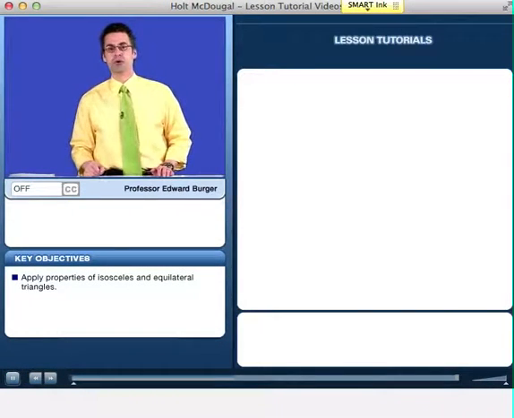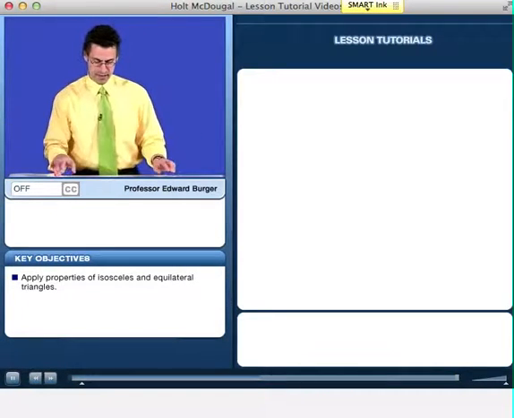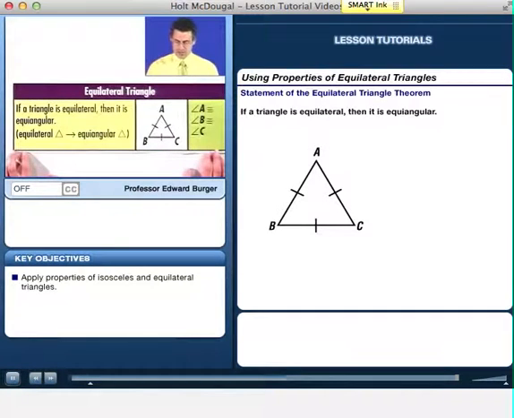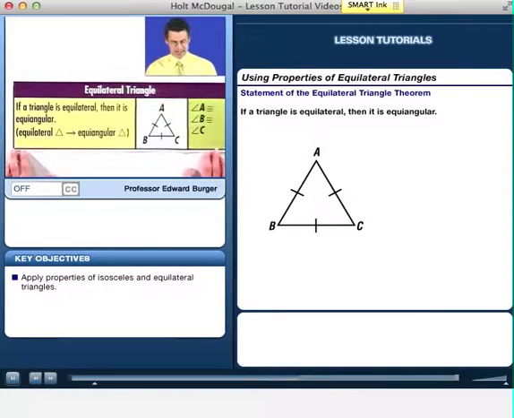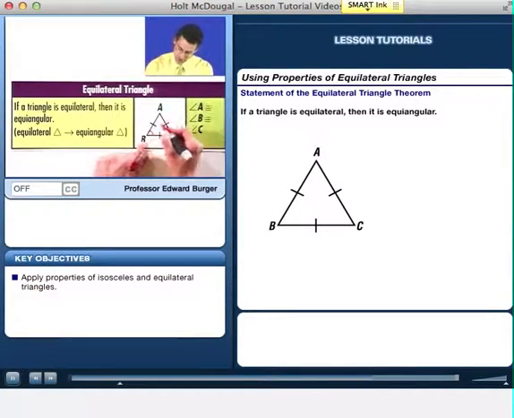There are two really neat corollaries to the isosceles triangle theorem, and I want to share them with you. The first one involves equilateral triangles, and it says that if a triangle is equilateral, then it is equiangular. So that means that if all three sides are congruent, that implies that all three angles are also congruent.